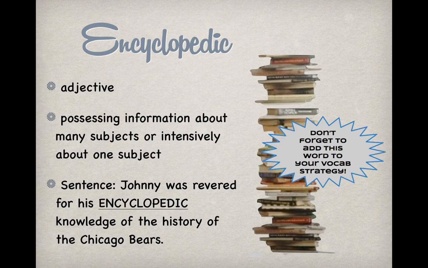Obviously, this word looks very similar and sounds very similar to encyclopedia, which you probably know is a book that has a lot of information in it about different topics. So encyclopedic is actually the adjective form of encyclopedia, and it describes someone or something that possesses a lot of information about many subjects or intensively about one subject.